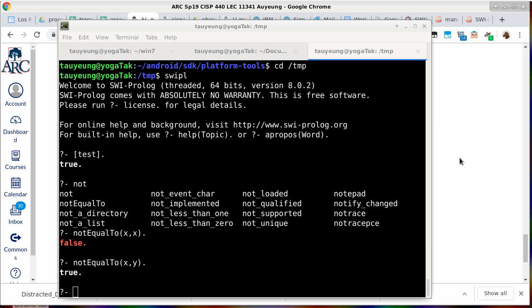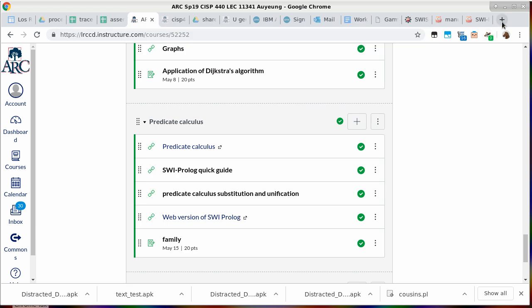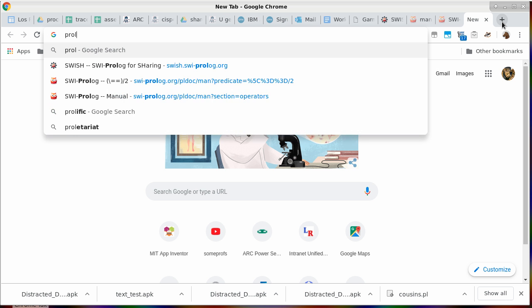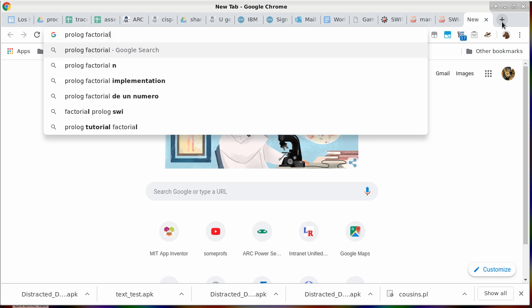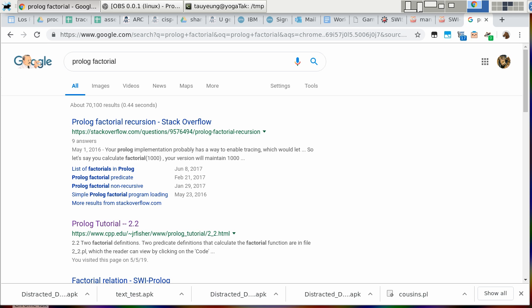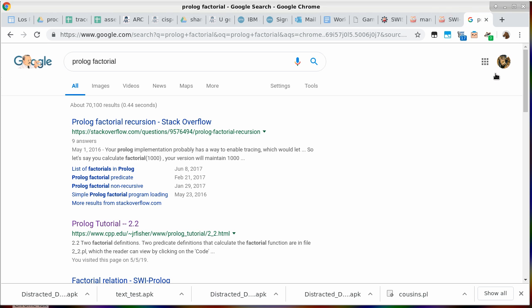Okay, so let's go back to the factorial program. I believe so. Yep. So there's a red dot here. It should be streaming already.